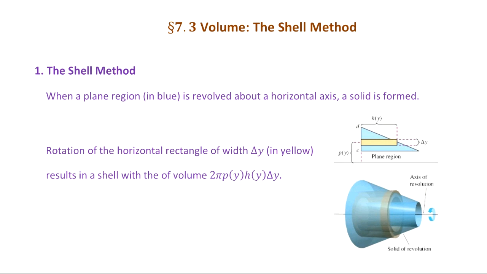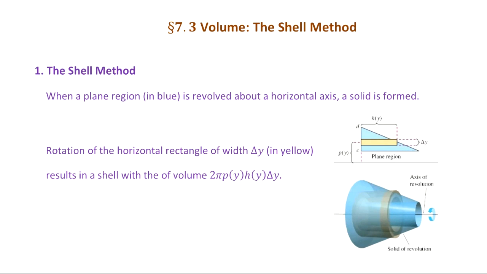And then h is the height of the rectangle. So this is from the last page, the same formula we got. But we used p of y and h of y in this case because this rectangle depends on the position y.